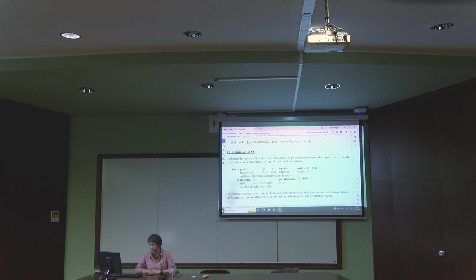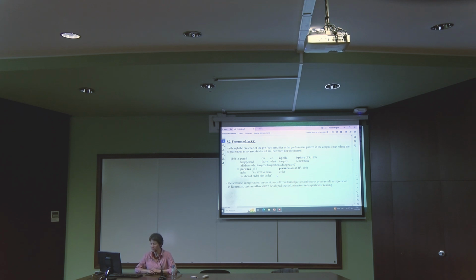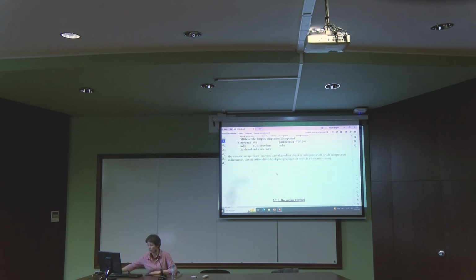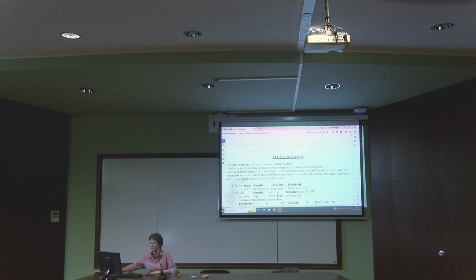As far as the semantic interpretation is concerned, they are claimed in the literature to have an event, a result or resultant object, or an ambiguous event-result interpretation. In Romanian, as we are going to see in a minute, certain suffixes have developed a specialization towards a particular reading. And let's see the way in the Old Romanian corpus the cognate object can be expressed.